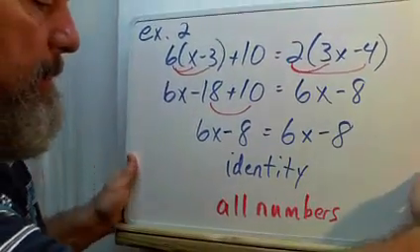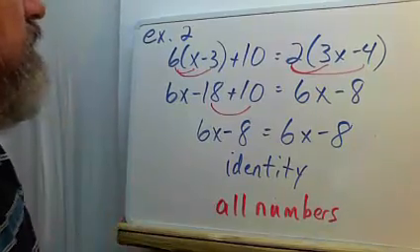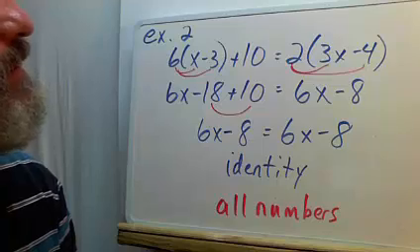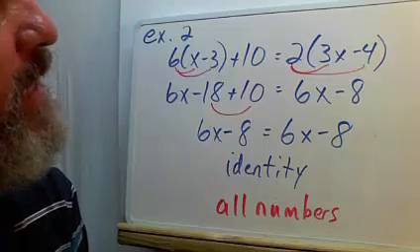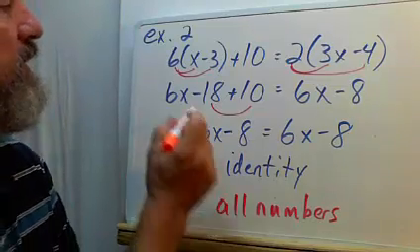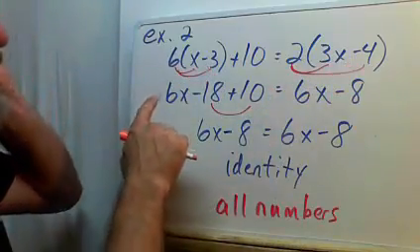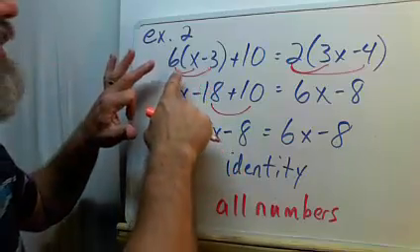Now let's move on to example number 2. Example 2. We have 6 times the quantity x minus 3 plus 10 equals 2 times the quantity 3x minus 4. First thing we need to do is distribute here and distribute here. This is an easy process. Once you do a few of these, you should get pretty good at it.